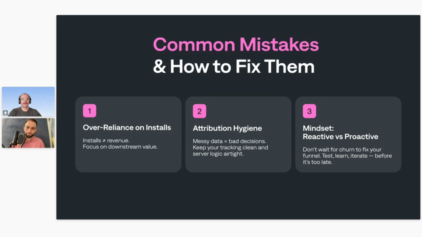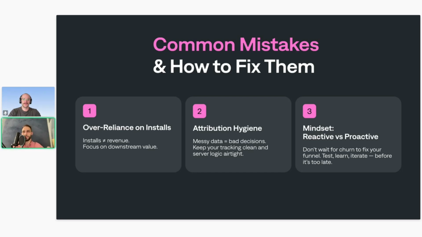Now let's go through some common mistakes and ways to handle them. These may sound familiar because they are incredibly common, but they're also totally fixable if you know what to watch for. The number one trap is over-reliance on installs. Apple Search Ads gives you great visibility into installs, but if you stop there, you're flying blind. Because again, installs don't pay the bills, subscriptions do.